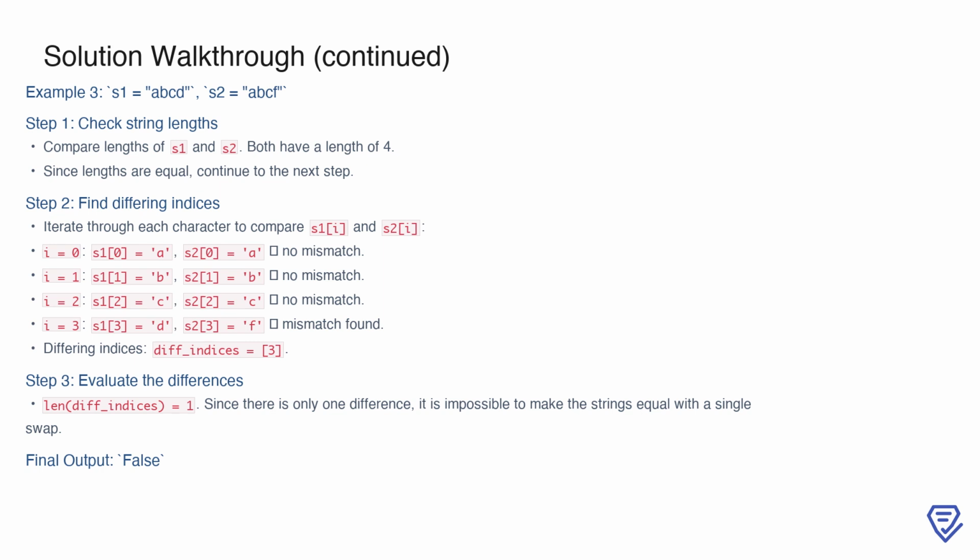Now, we evaluate whether it is possible to make the strings equal with a single swap. Since there is only one differing index, it is impossible to swap characters to align the two strings. Therefore, the output for this example is false.